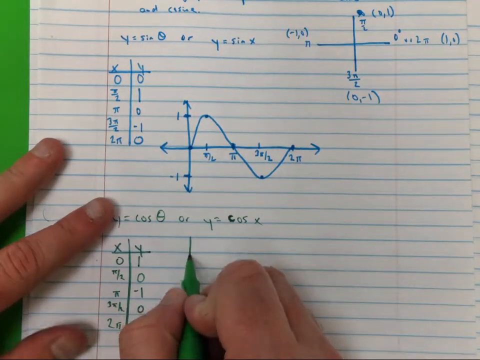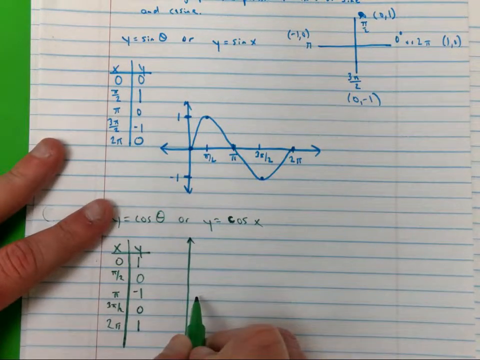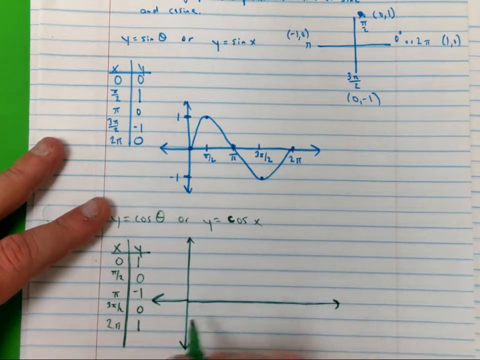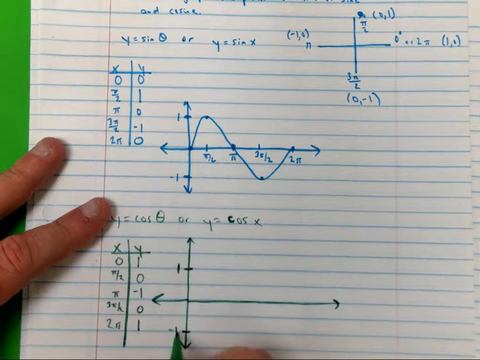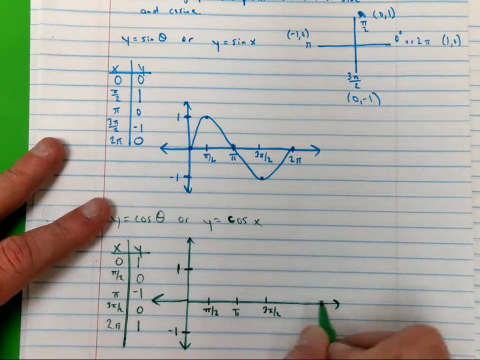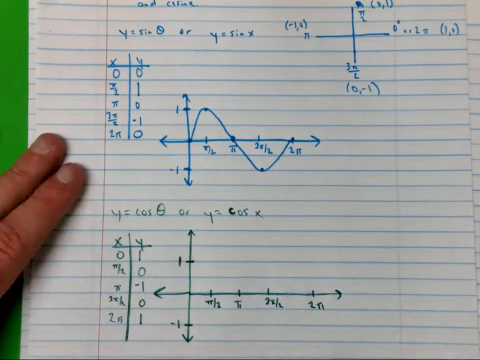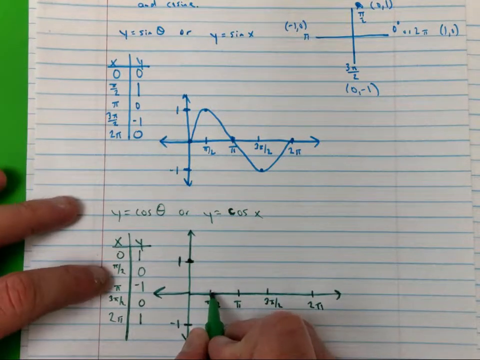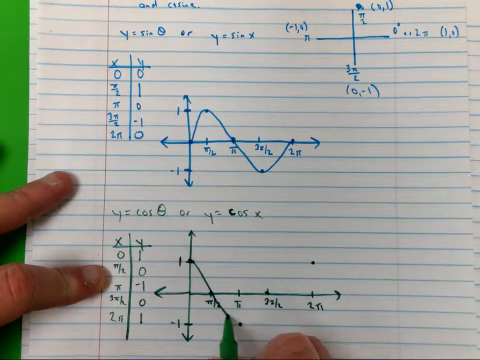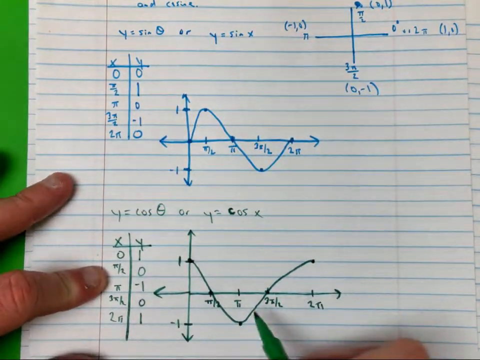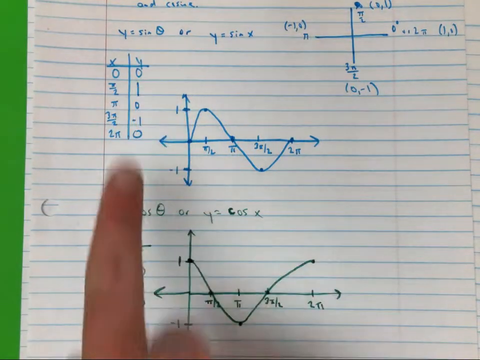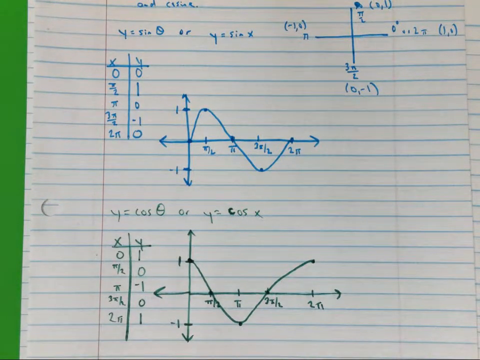Graph it just like our sine. Let's graph this. 0 and 1. We start up here. And it's more of a curve, not a straight V, okay? It's a curve. And we've graphed the parent functions of y equals sine theta and y equals cosine theta.